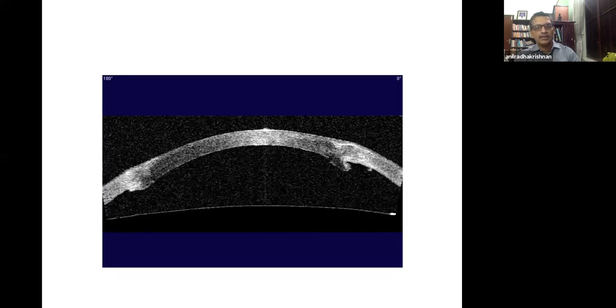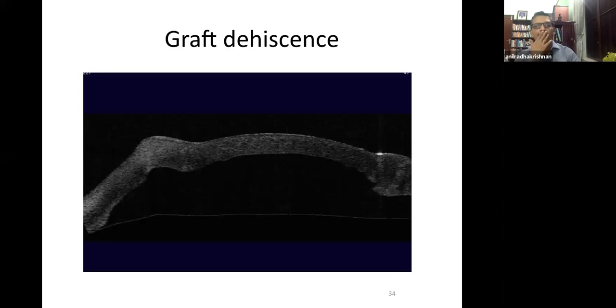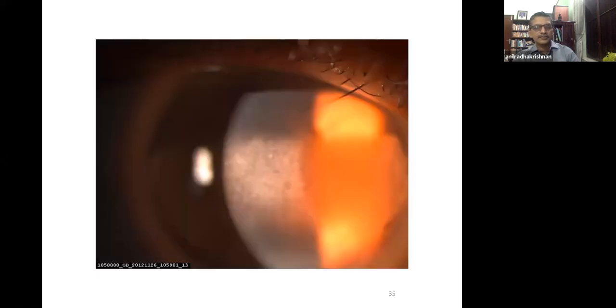You can even critically analyze your results. You can see that the position is much better here, while here the position is not great. There is a small posterior ledge of the donor cornea here. Post-keratoplasty, this is something very useful. Graft dehiscence and resultant ectasia can be documented very well in a patient like this.